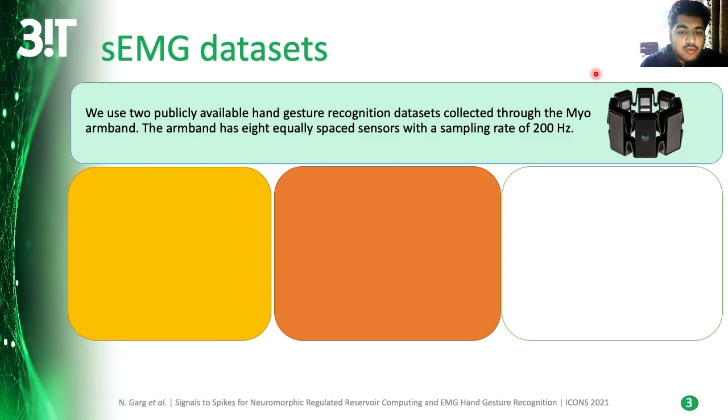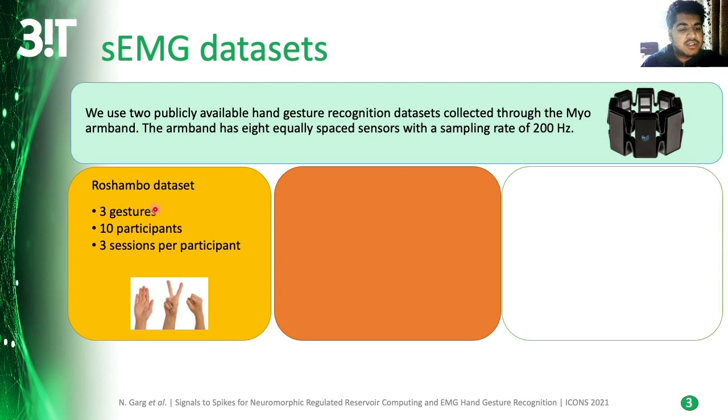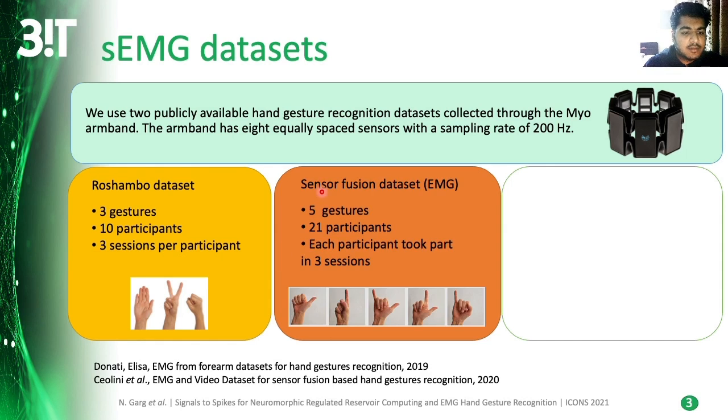We use two open source EMG-based hand gesture recognition datasets for our study. These are collected from the Myo armband, which is composed of 8 channels and a sampling rate of 200 Hz. The first dataset, the Rochambeau dataset, is composed of 3 gestures, rock, paper, and scissor, collected across 10 participants with 3 sessions per participant. The second dataset, a sensor fusion dataset, is composed of 5 gestures collected across 21 participants, with each participant taking part in 3 sessions.